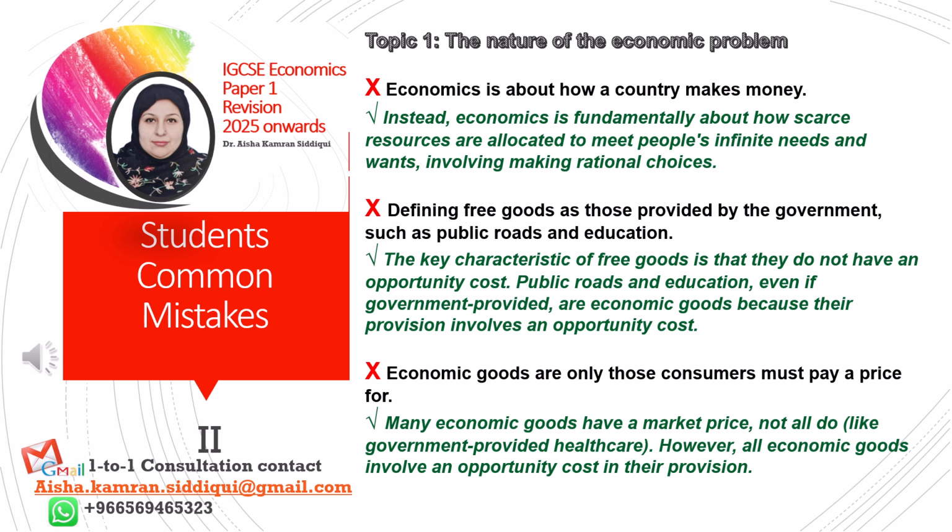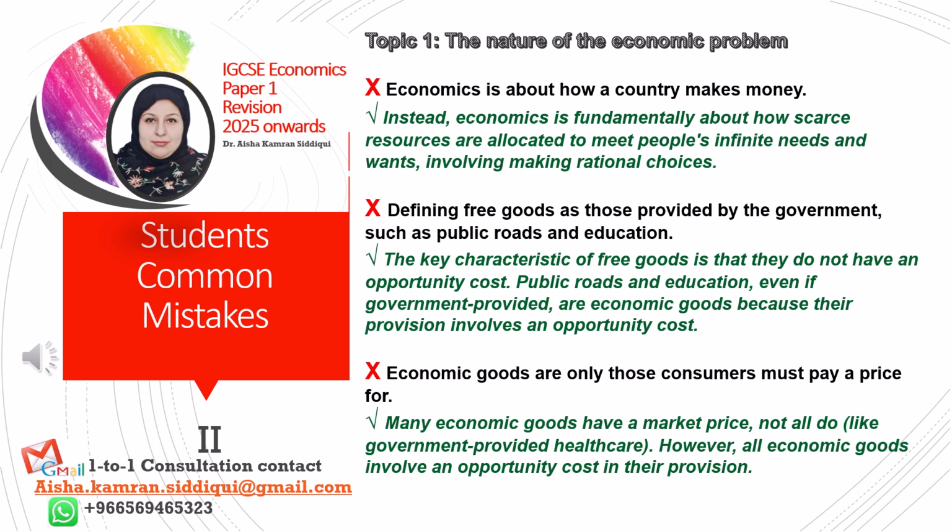Let's begin with economics. How do we define economics? The students think that it is about how a country makes money, which is incorrect. The correct definition is that economics is fundamentally about how scarce resources are allocated to meet people's infinite needs and wants. That involves making rational choices. So rational choices is the key in this definition.